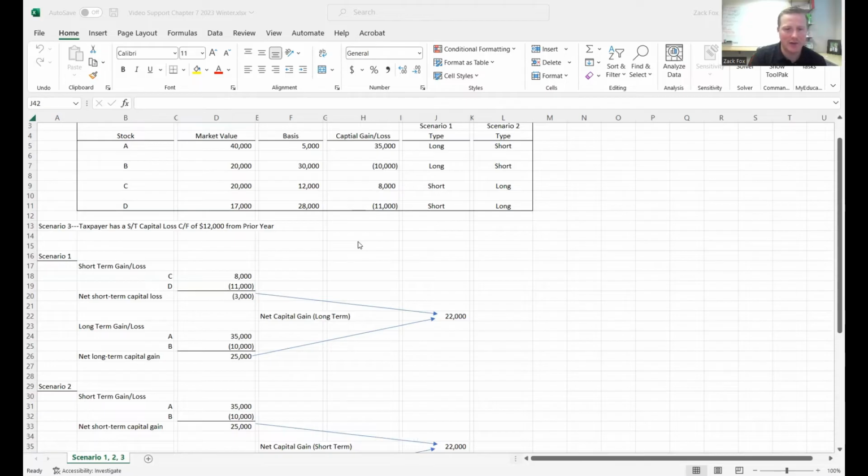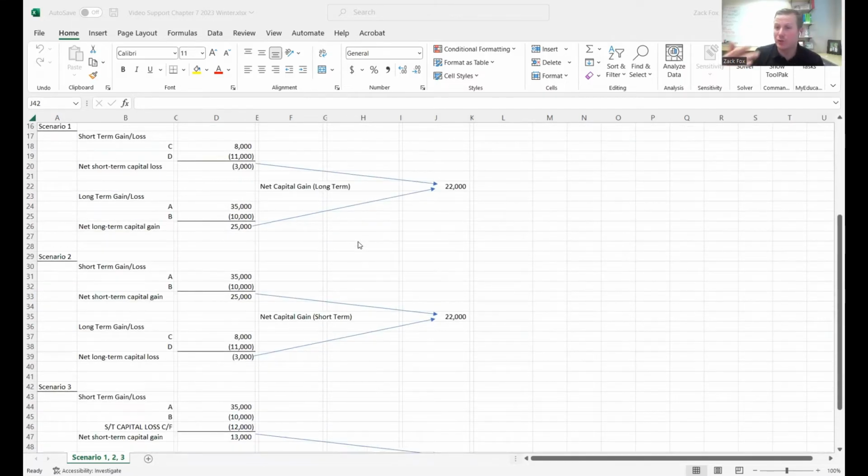Scenario 2 now. We're just going to switch the details, and as you see, it's pretty straightforward. We have a net short-term capital gain now of $25,000 and a net long-term capital loss of $3,000.